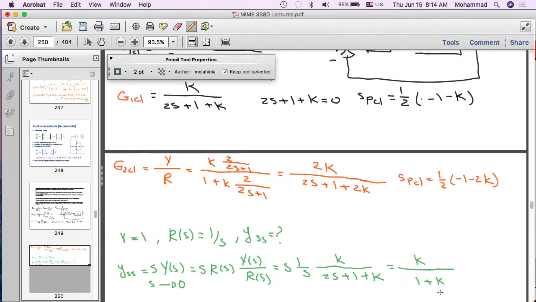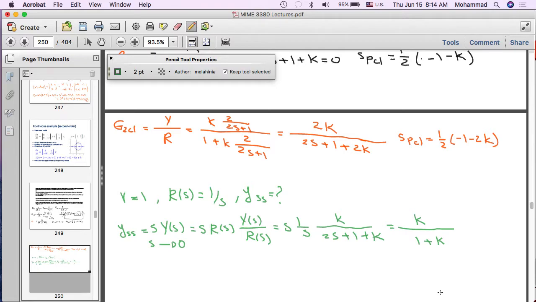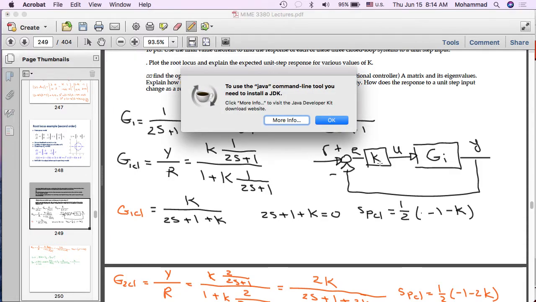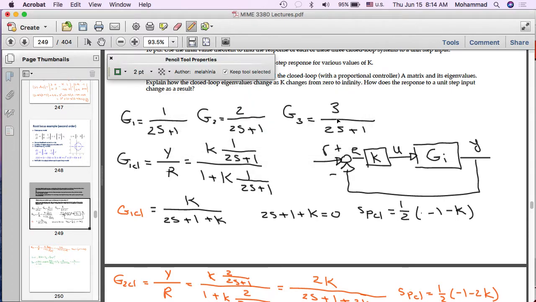That is Y steady state. So if k is 0, obviously Y steady state would be 0. K equals 0, by the way, means we are not controlling the system. Look at the block diagram. If k is 0, if this value is 0, the feedback loop is actually open. So we are not adjusting the value of u based on the changes in R at all. There is no connection. That's why no input is applied to the system, and y steady state naturally is 0.